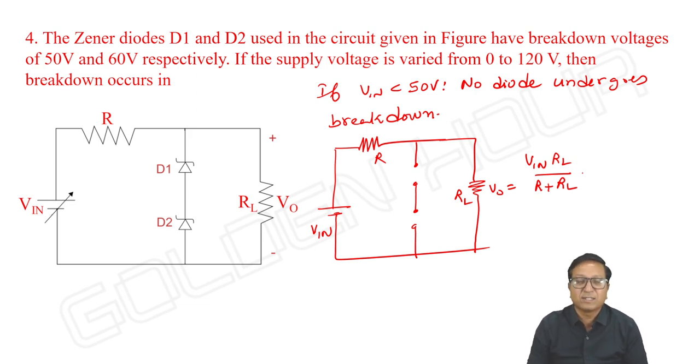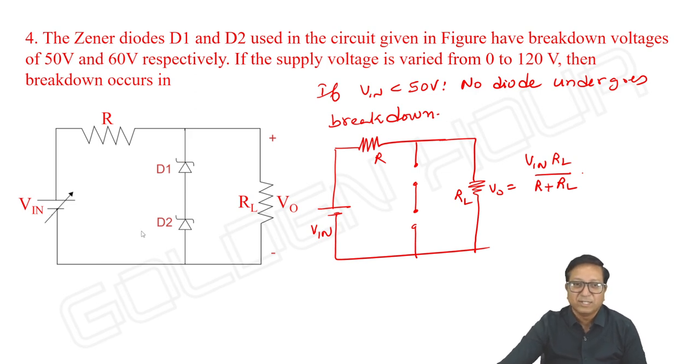If V input is greater than 50 and less than 60, then what happens? Even though the Zener diode D1 is ready to undergo breakdown, it is in series with D2. It's not parallel like the previous case. So D2 cannot undergo breakdown. So D2 is open circuit, and hence open circuit in series with D1. There is no scope for D1 to undergo breakdown.